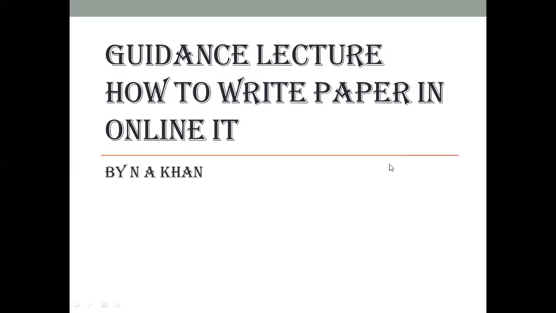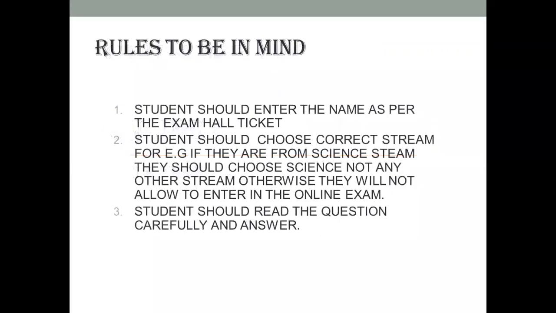So let me start with the guidance lectures on how to write a paper in online IT. This is the rule you should understand. Students should enter the name as per the exam hall ticket. You should choose the correct stream. For example, if they are from the science stream, you have to choose the science stream. Then you are allowed to enter the online exam, because if you choose the wrong stream, you will not be able to get in for the online exam. Students should read the question carefully and answer.